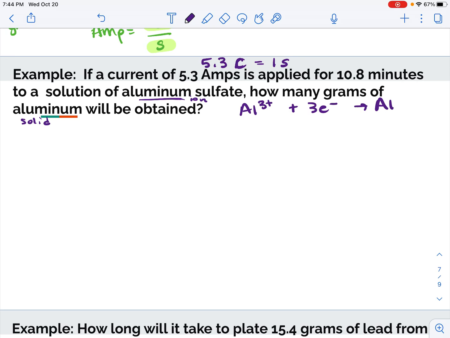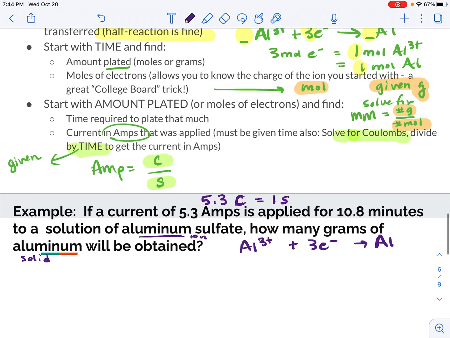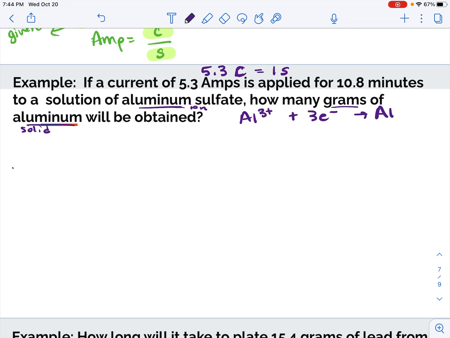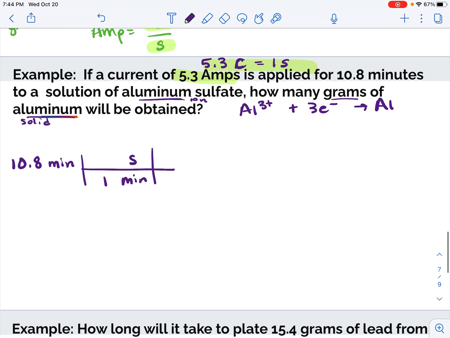All right. So now this is the example where we're going to start with time up here. And they're asking for how many grams of solid aluminum can I obtain? So we're going to start with our time, and I do it all in dimensional analysis. So 10.8 minutes. And in order to use my new conversion factor of amperes, or coulombs equals 1 second, I have to make sure that my time is in seconds. So I'm going to convert time from minutes to seconds first. 1 minute is 60 seconds. And that allows me to use my new conversion factor.